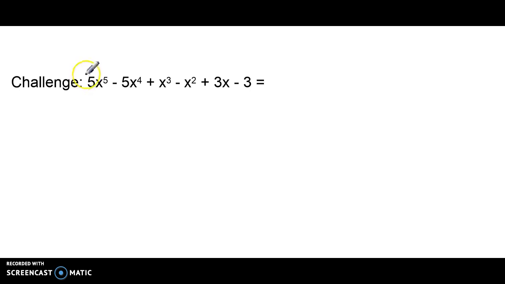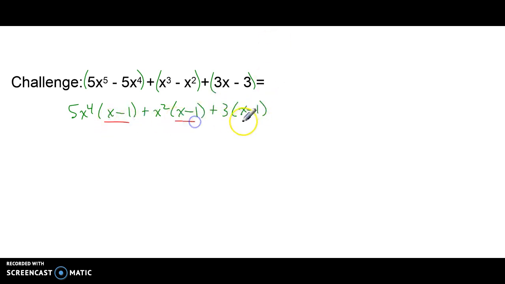All right, if you're doing this one right, you're going to make groups of 2. From the first group, you would pull out a 5x to the 4th, leaving x minus 1. From the second group, you would pull out an x squared, leaving x minus 1. From the third group, you would pull out a 3, leaving x minus 1. And your common factor here would be x minus 1, going through all of those. Leaving 5x to the 4th from the first group, x squared from the second group, and 3 from the third group.